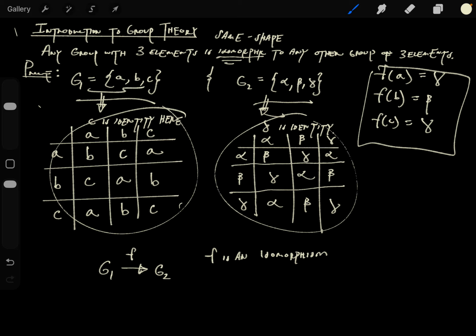And this was general. This was any three elements. You must have an identity, and you must have inverses. So you must have it that either A star A is equal to C or A star B is equal to C in this row.